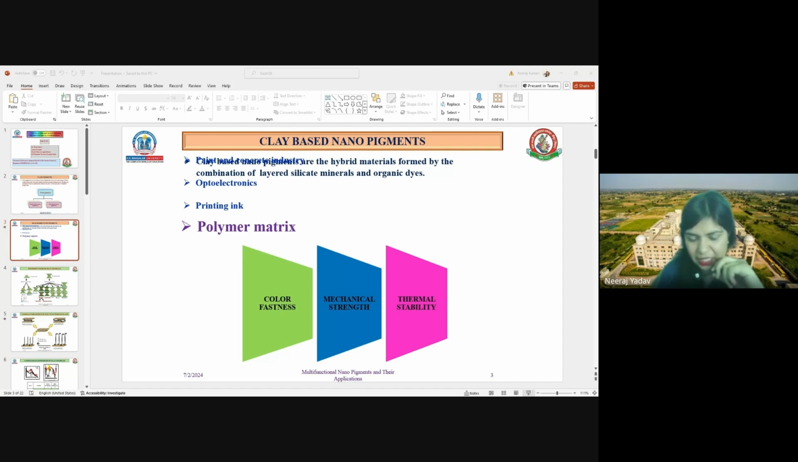thermal stability. As I discussed in the previous slide, these clay-based nanopigments not only increase the attraction of the given product, but also its physicochemical properties. And in the physicochemical properties, we can include thermal stability and mechanical properties like tensile strength, hardness, Young's modulus, all these. Because we are talking about the clay-based nanopigments, let's discuss the clay minerals.